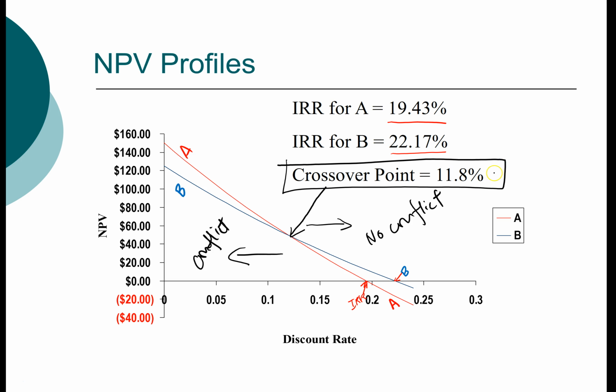So here's where the 11.8% comes from. And you can see in the graph that is the point where the two net present value profiles intersect or cross each other.